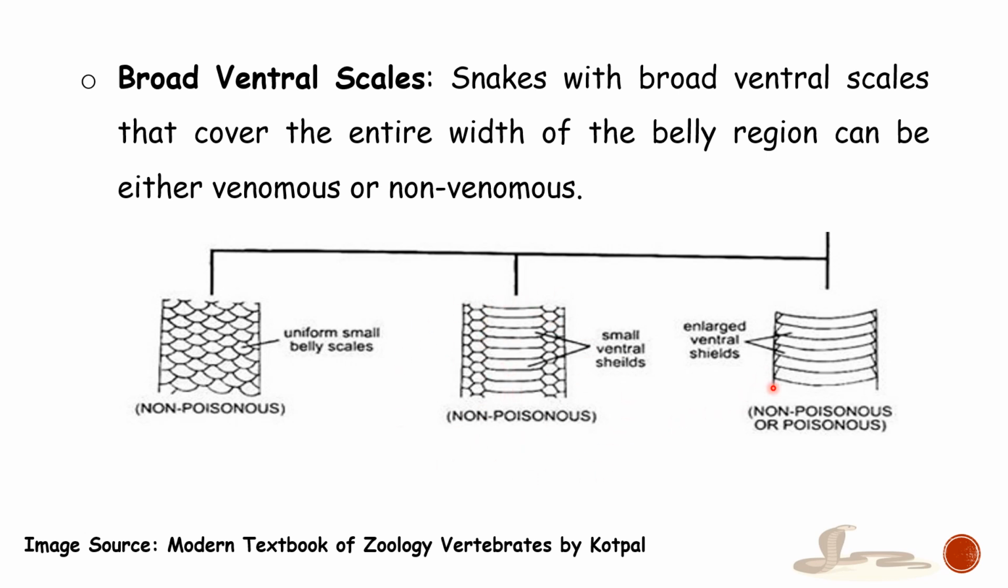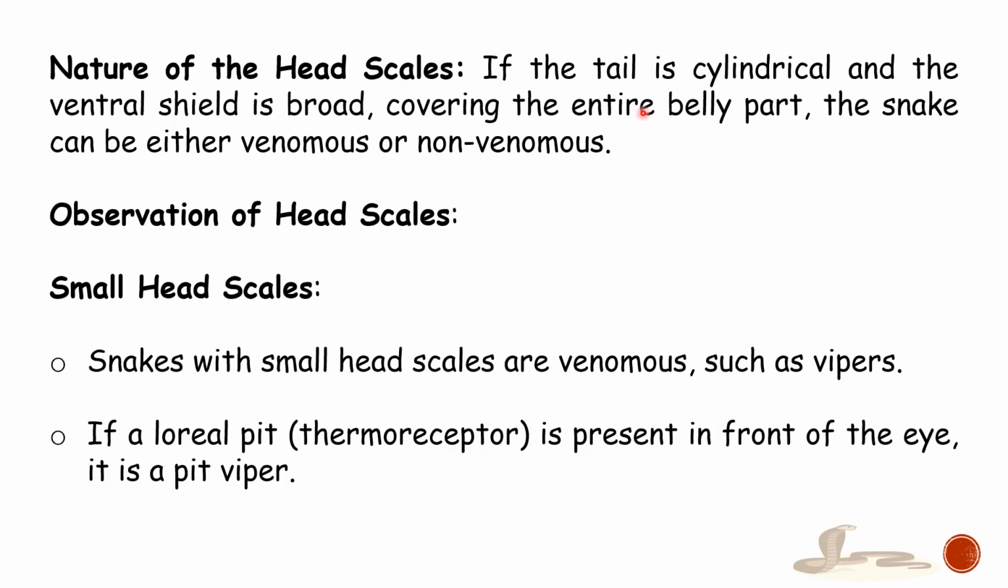But if we encounter this type of scale arrangement, broad ventral scales which are covering the entire width of the belly, then this snake might belong to the venomous or non-venomous category, which requires further examination. So in such a case, you're going to start observing the head scales.